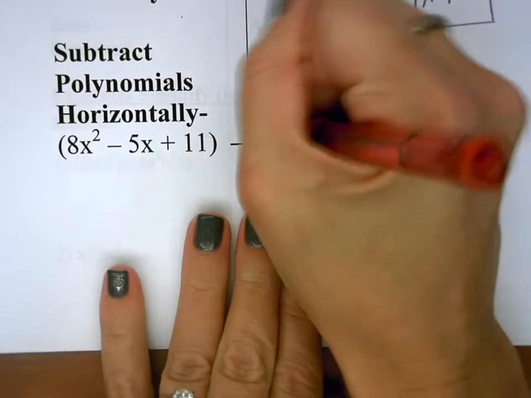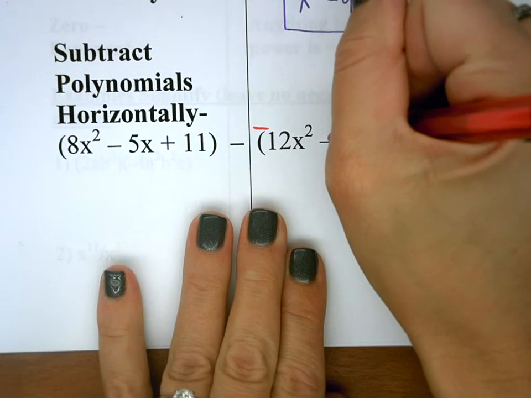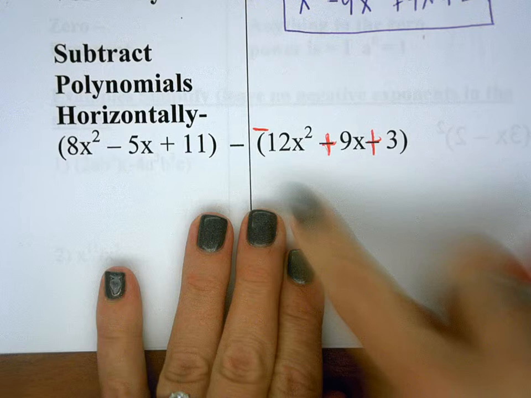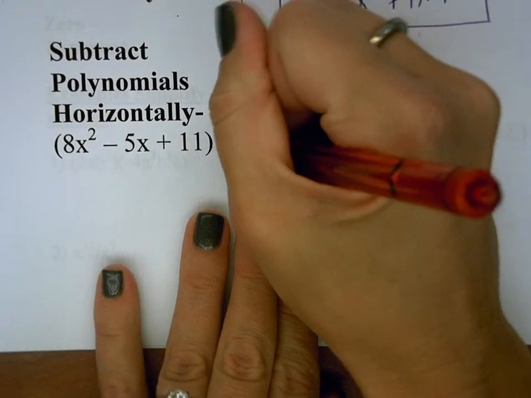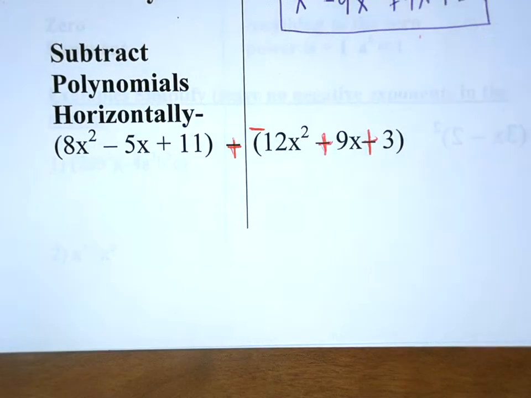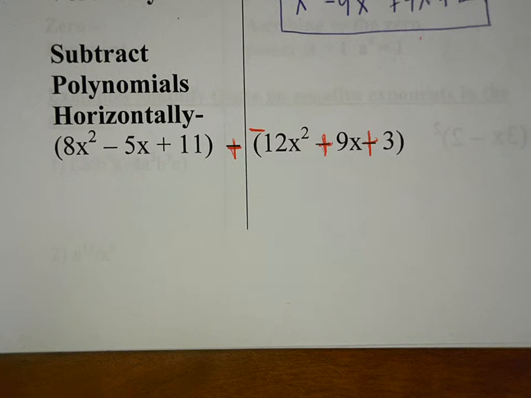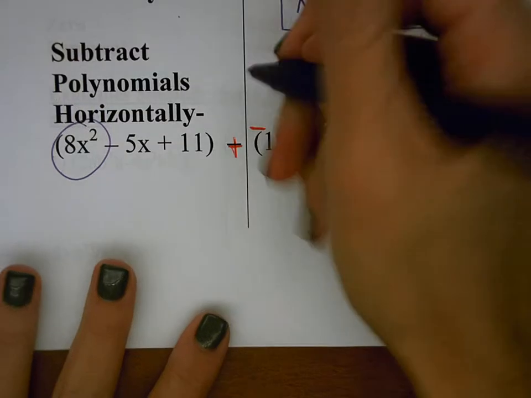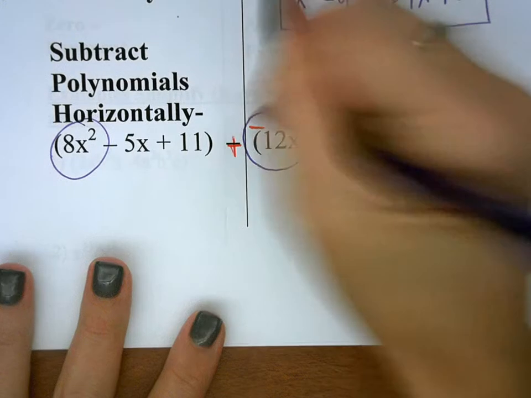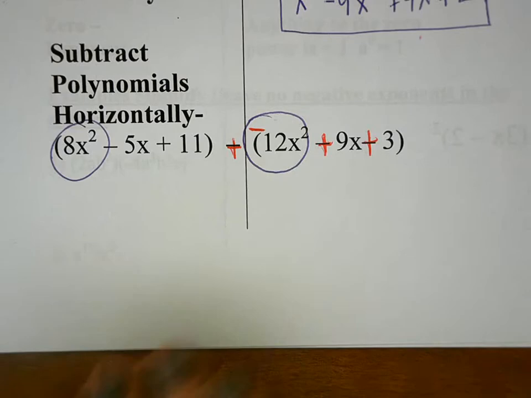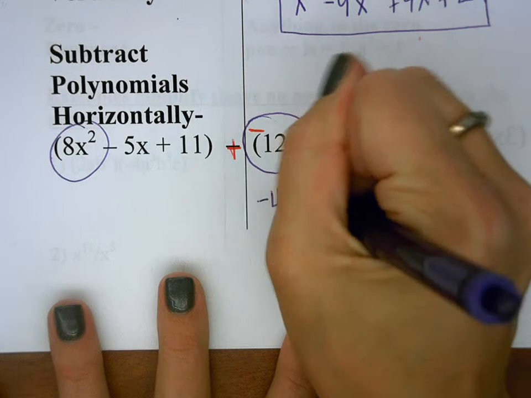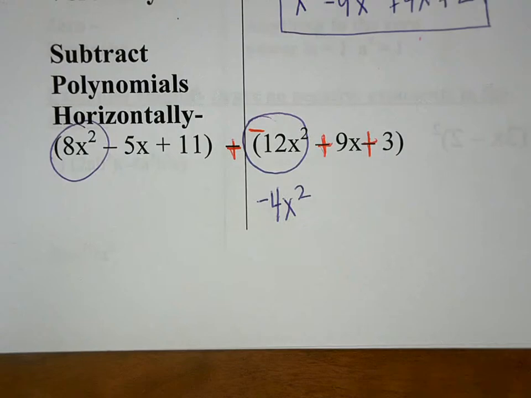So the 12x will be negative, then the 9x will end up being a positive, and the 3 will be a positive. Once I changed all those, I'm going to change this to a plus because I distributed the negative, so I don't have to worry about it anymore. So now Jenica told us that we are going to combine our like terms. So 8x squared and negative 12x squared becomes what? Negative 4x squared, because when we have opposite signs, subtract, take the sign of the larger number.